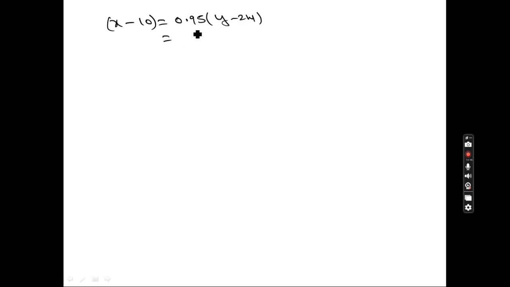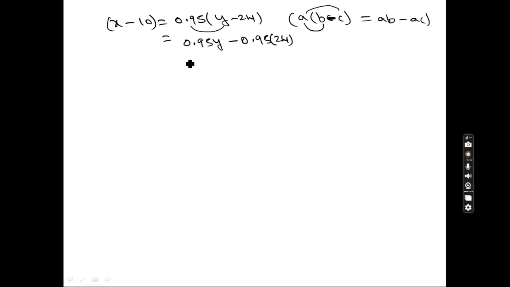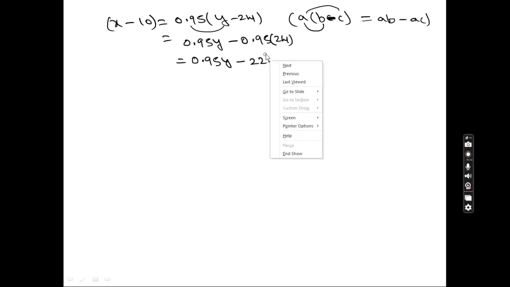So once you subtract, it is like a into (b minus c). So what you will do? A into b, so plus into minus is minus, and a into c. So that I am going to apply here. This into this: 0.95 into y, plus into minus is minus, 0.95 into 24. So now this will become 0.95y, and you will be getting minus 22.8.